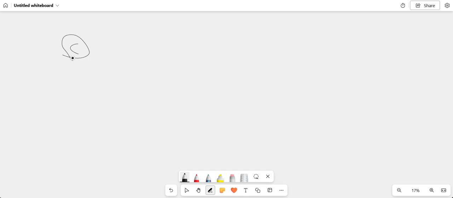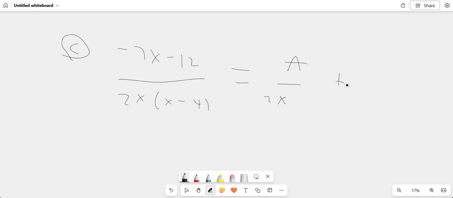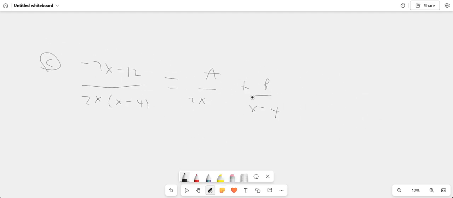So it's pattern C then. Minus 7x minus 12 over 2x open bracket x minus 4 is equal to a over the first bracket, so a over 2x, plus b over the second bracket, so that's b over x minus 4. Now again, combine it, so obviously cross multiply.